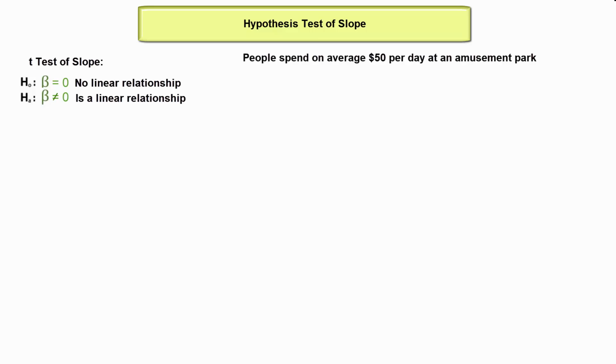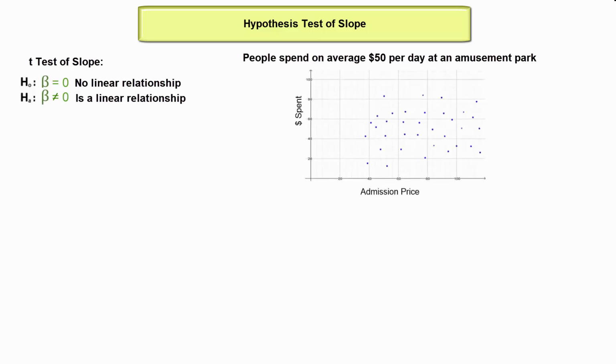Suppose in the amusement park example that on average people spend about $50 a day on food and merchandise regardless of the price to get in the park. There would be random fluctuation due to chance, but the true regression line would be the red horizontal line at y equals 50. The slope would be 0, no change in y as x increases. The blue line would be the least squares regression line for such a sample set of data, and the sample slope's not exactly 0, but it doesn't differ enough from 0 to believe it's anything other than random chance fluctuation.